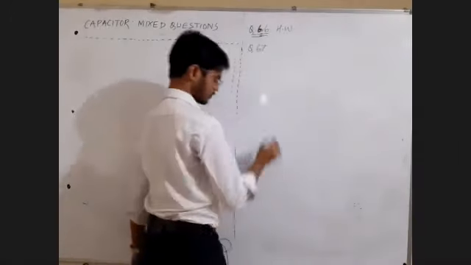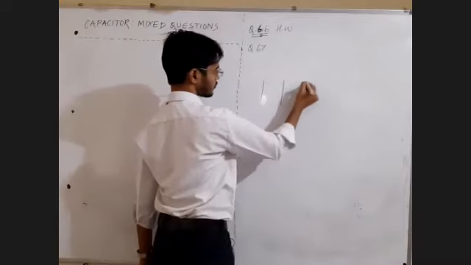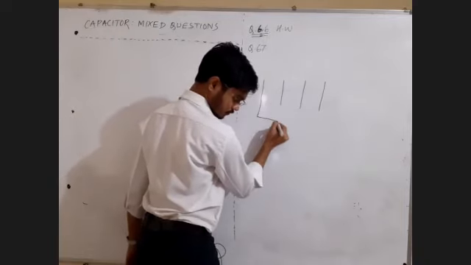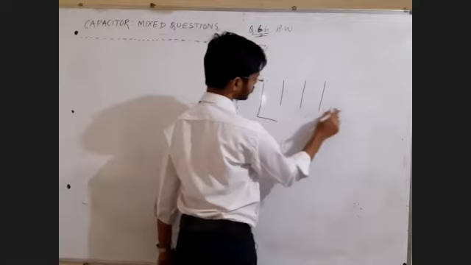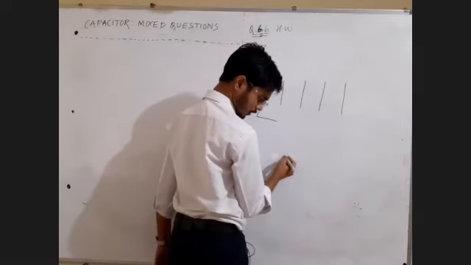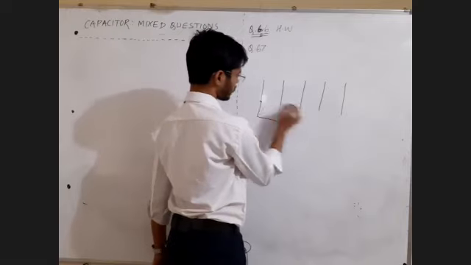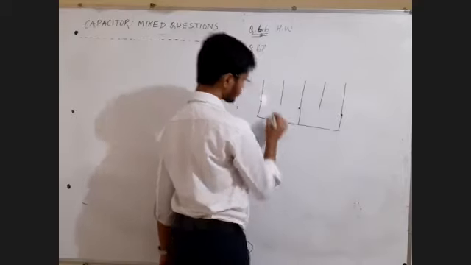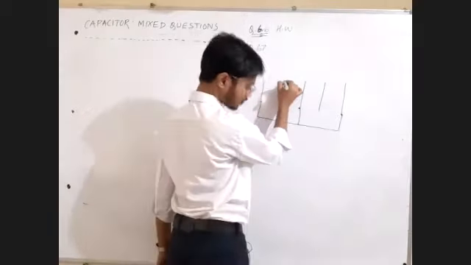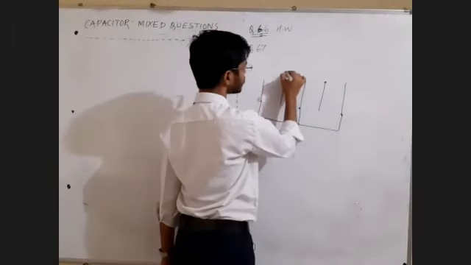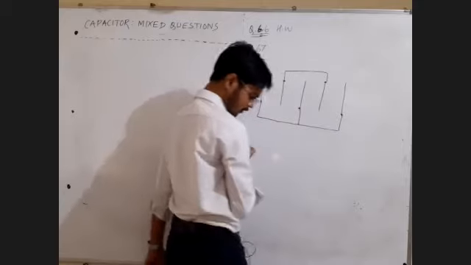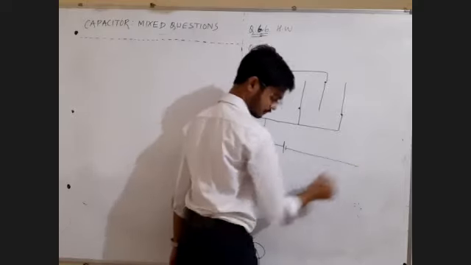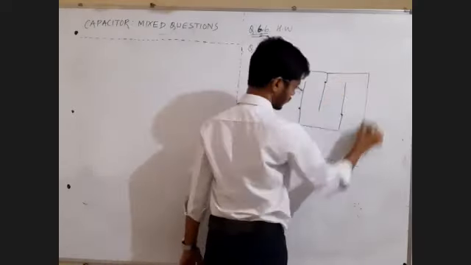Let us see what is given. Plate, plate, plate, plate. These are plates 1, 2, 3, 4, 5, five plates. Plates 1, 3 and 5 have been connected to each other. Plates 2 and 4 are connected to each other by wire, and this wire is connected to a battery. This wire is also connected to the same battery.